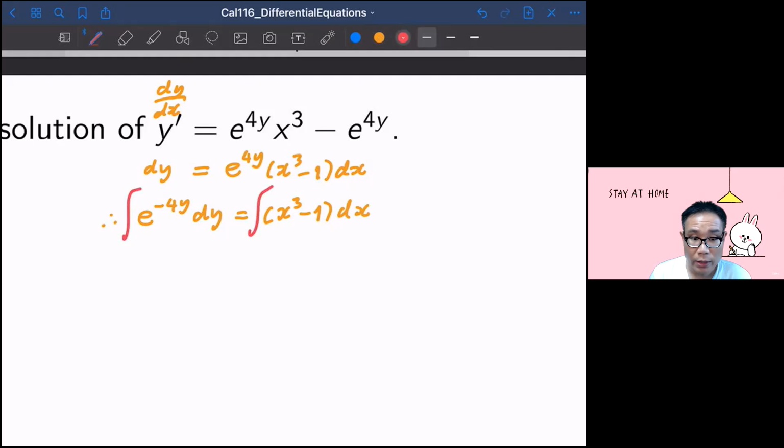So you integrate e to the negative 4y, so you get e to the negative 4y over negative 4, equal to the integral of x cubed.